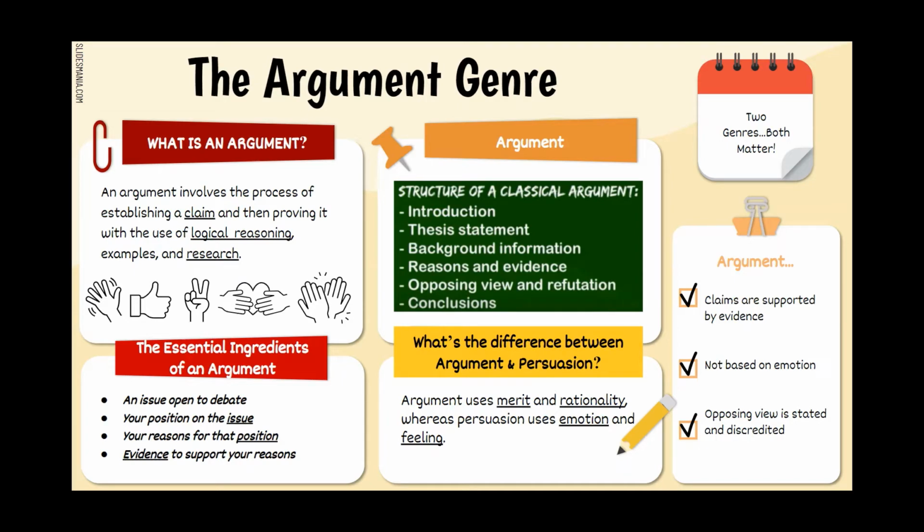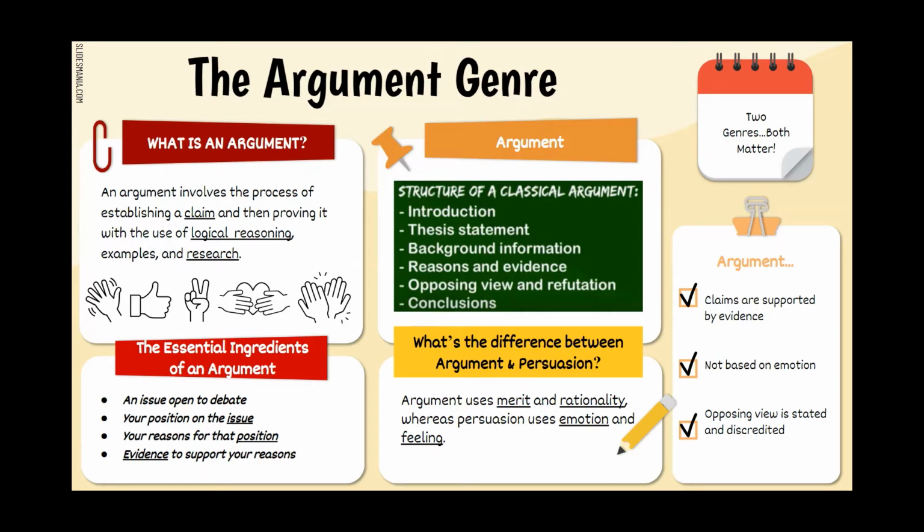The argument genre. What is an argument? An argument involves the process of establishing a claim and then proving it with the use of logical reasoning, examples, and research. Structure of a classical argument: introduction, thesis statement, background information, reasons and evidence, opposing view and refutation, and conclusion. The essential ingredients of an argument: an issue open to debate, your position on the issue, your reasons for that position, and evidence to support your reason.